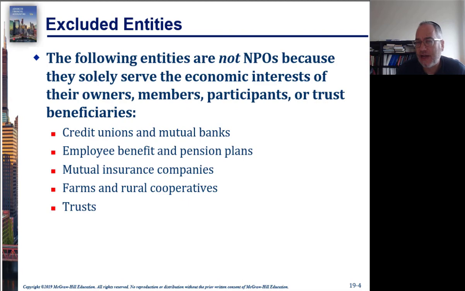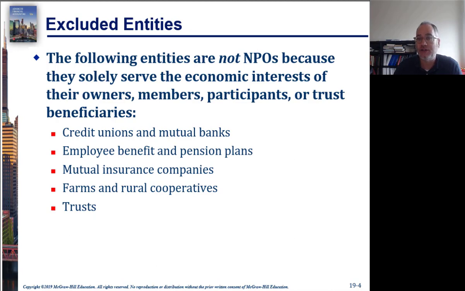So the following entities are not considered to be not-for-profit organizations because they really just serve a group of owners, members, participants, trust beneficiaries, things like that. So these are accounted for as for-profit, the same way that regular commercial accounting works. Credit unions, mutual banks, employee benefit and pension plans, they follow the accrual method, but they have their own accounting rules. Mutual insurance companies, farms and rural cooperatives, and trusts.